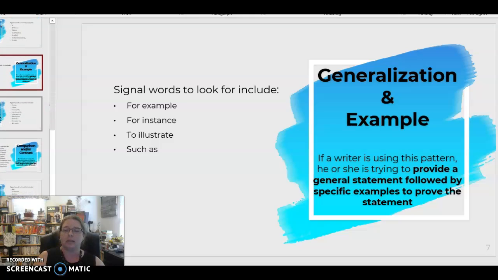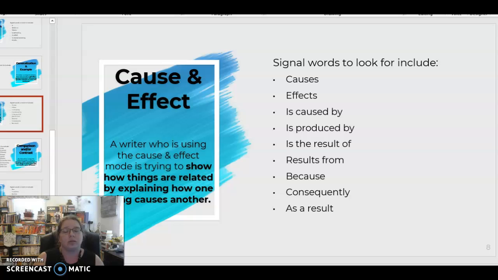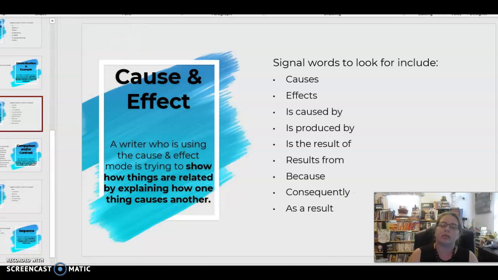Cause and effect is one that students are typically pretty familiar with. Cause and effect is essentially just showing how things are related by showing that one thing causes another thing. And there are some signal words that you can look for that would help you determine whether this pattern is being used. The words causes or effects, but also things like results or because or consequently. These are additional indicator words.